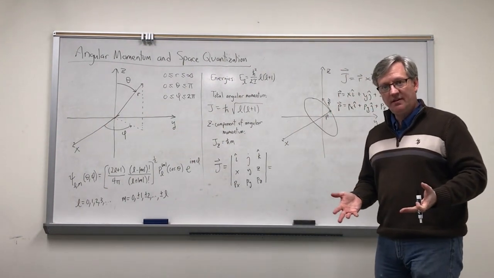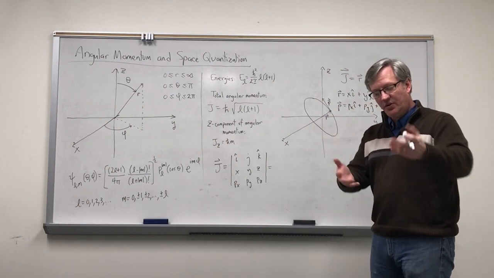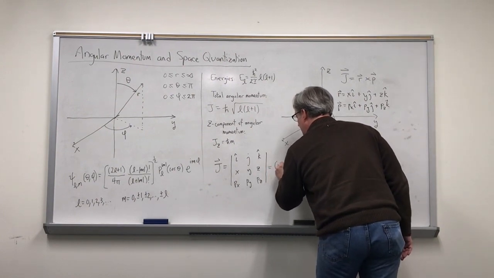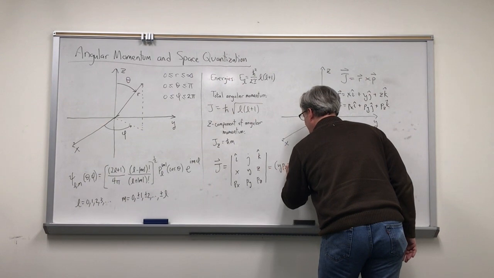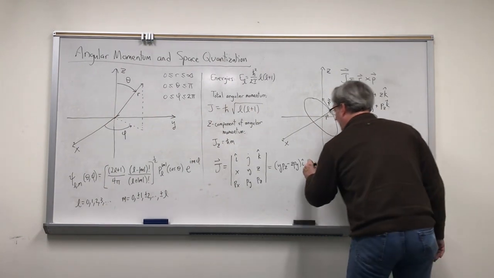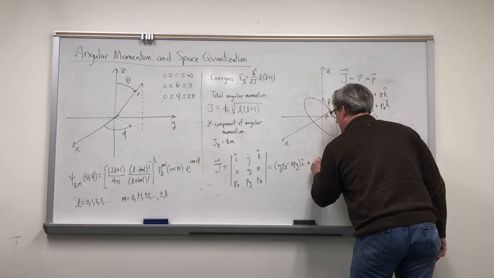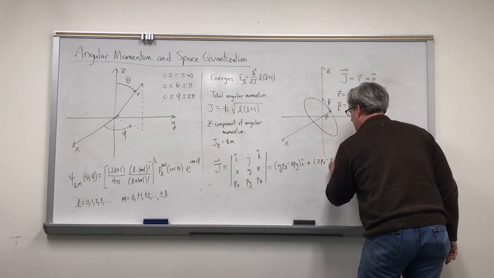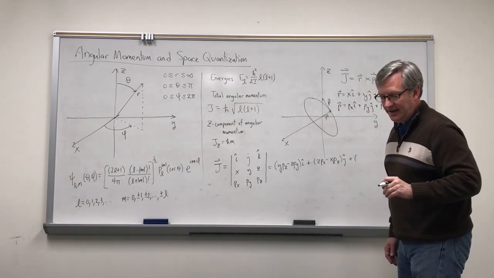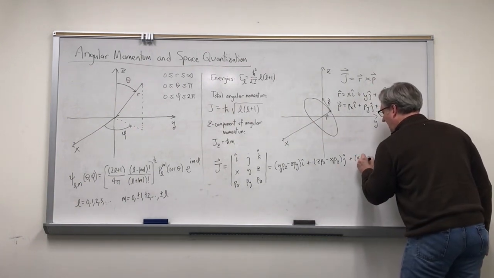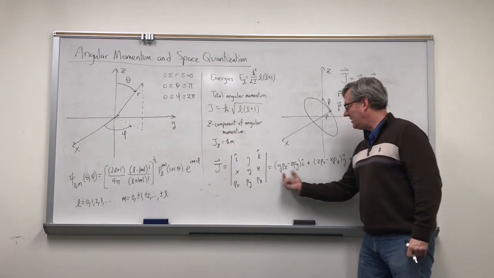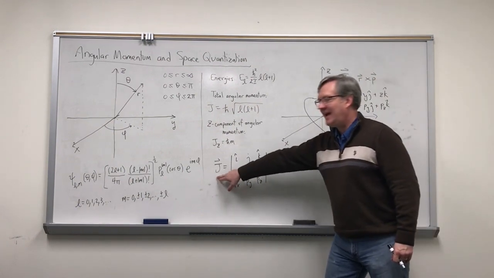If I expand that determinant, and I'm not going to go through all the details of this, Google is your friend for finding this information, I'm going to find y times p sub z minus z times p sub y times unit vector i, that's my first term in this, and then plus z times p sub x minus x p sub z times the j unit vector, plus finally x times p sub y minus y p sub x times the k unit vector. So these are our new x, y, and z components of my angular momentum vector j.